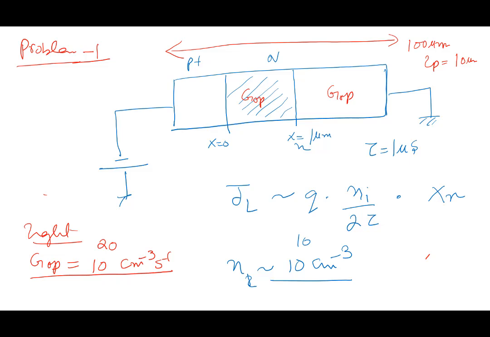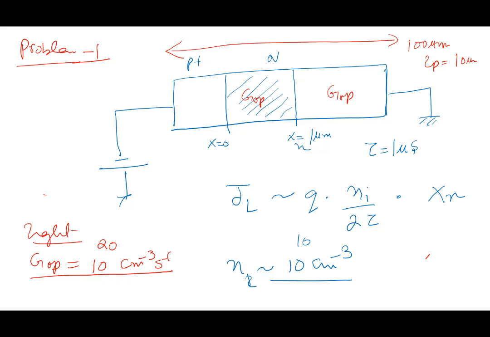So the optical component would be highest for the depletion region, which is only 1 micron. Outside the depletion region is 10 micron. So most of the optical current is coming from outside the depletion region. Right? Most of the current will come from there.